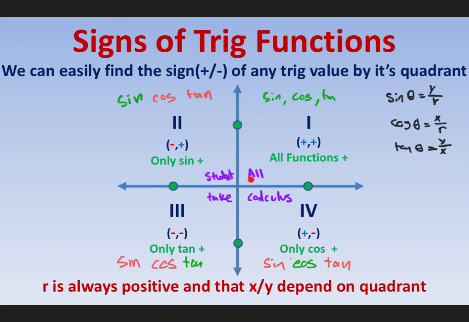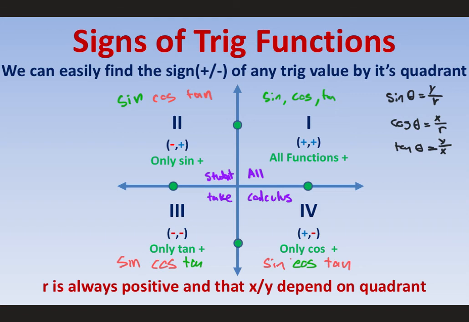Quadrant 1, A for all are positive. S in quadrant 2 means sine is positive. Everything else is negative. T means tangent. Everything else is negative. And C means cosine is positive. Everything else is negative. If you can memorize this, it'll help you check your answers.